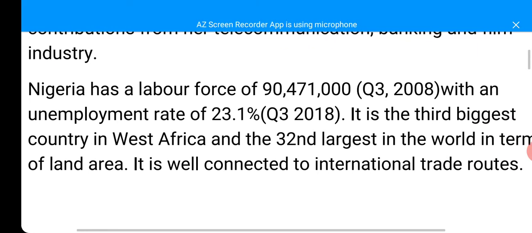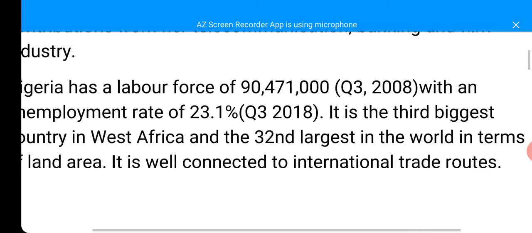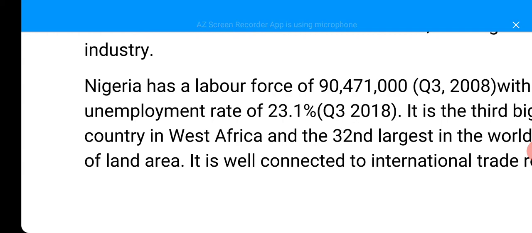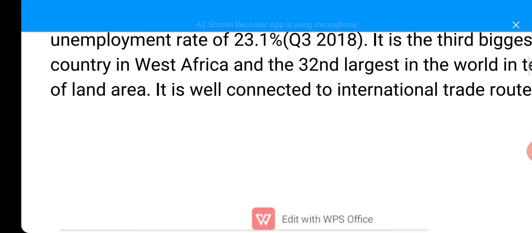Nigeria is the third biggest country in West Africa and the 32nd largest in the world in terms of land area. That is, when you look at the land size, how big Nigeria is, it is the 32nd largest in the world and the third in West Africa. Nigeria is well connected to international trade routes. That is, it is able to link other countries, and that has assisted it in terms of its trade with other countries.